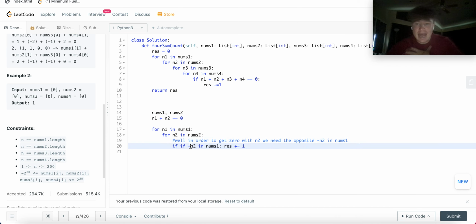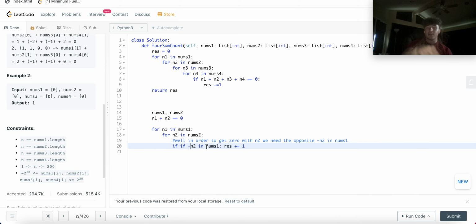What I'm basically saying is I'm negative n2. So I'm m2. So in order to get to 0, I need negative n2. So then all I'm doing is it's similar. It's the same thing, right? I'm just saying, okay, is the opposite of me in nums1? That's the same thing as saying, do I equal the opposite thing? So I'm just saying, well, is the opposite of me in nums1?